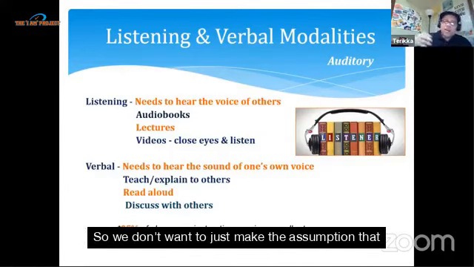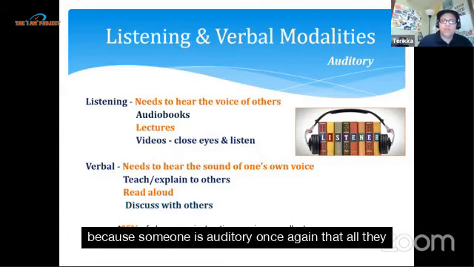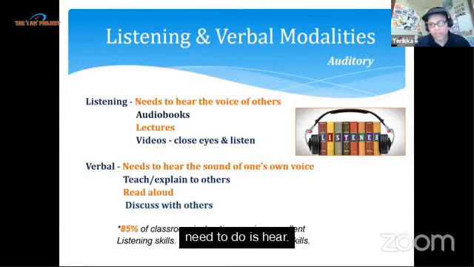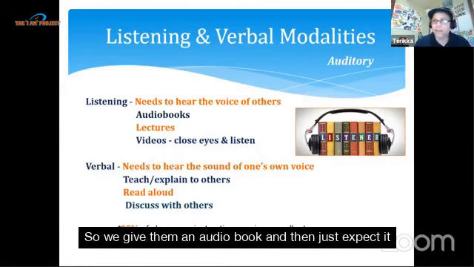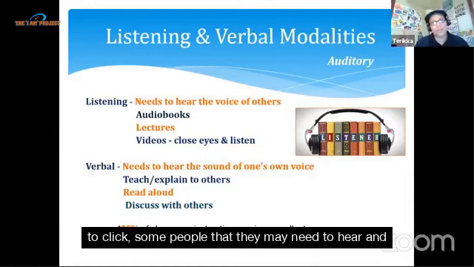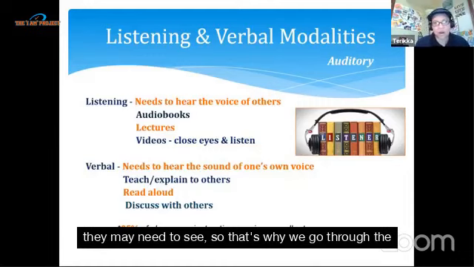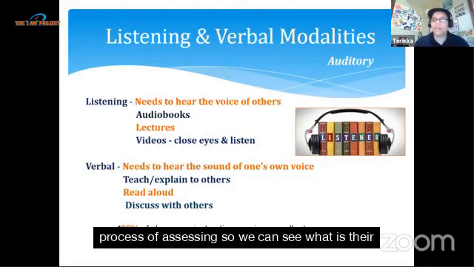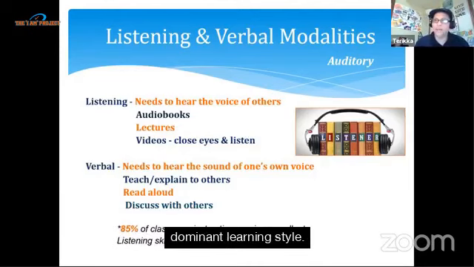So we don't want to just make the assumption that because someone is auditory, once again, that all they need to do is hear. So we give them an audiobook and then just expect it to click. Some people may need to hear and they may need to see it, so that's why we go through the process of assessing so we can see what is their dominant learning style.